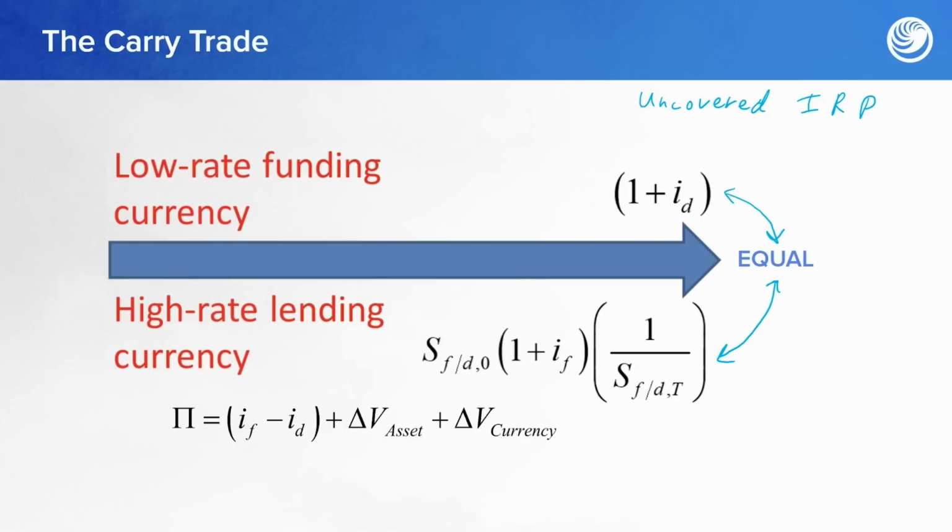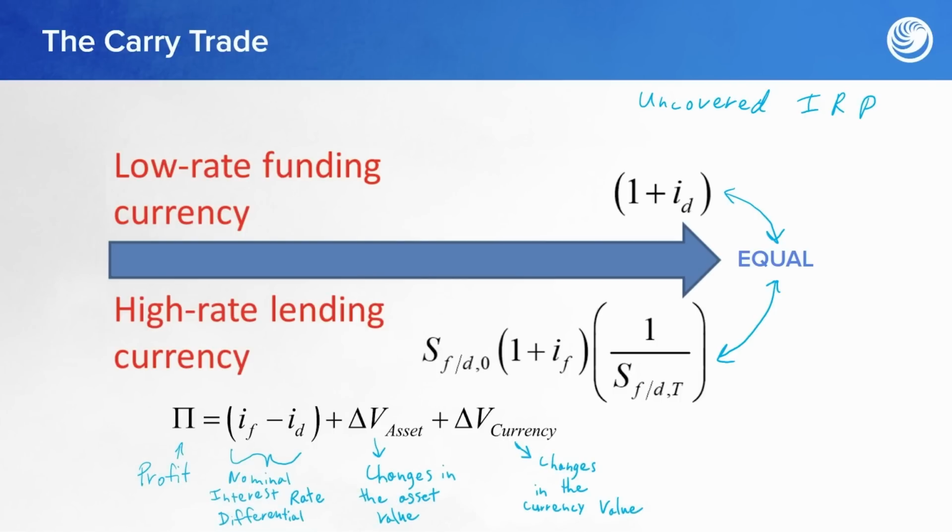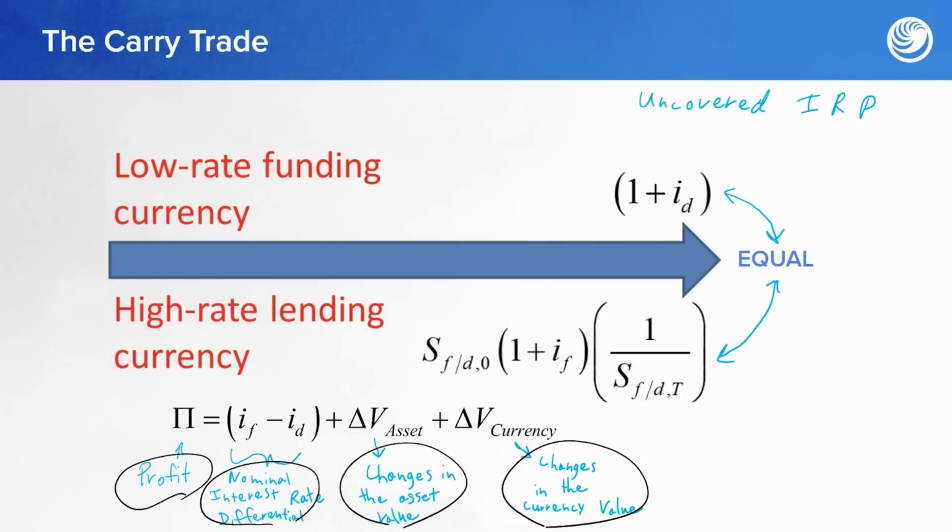Then we could look at how we would calculate our profit on the carry trade. And we can see that profit is going to be this symbol right here. It is equal to the nominal foreign interest rate minus the nominal domestic interest rate. The difference between these two gives us the nominal interest rate differential, plus the change in the asset value, plus the change in the currency's value. So if we add all three of these together, then we can find our profit on the carry trade.